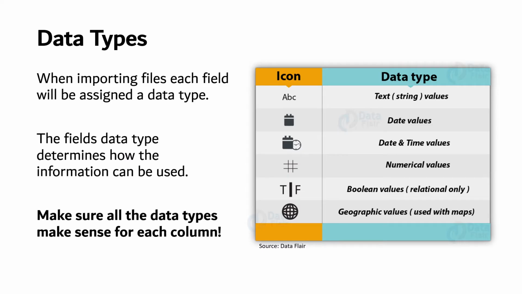So when you import files, each field is automatically assigned a data type, and it's important to be aware of this because sometimes Tableau makes mistakes, and this can lead to issues later in your analysis. There are a couple different types of data, and they're pretty standard. There's text, numeric values, Boolean, geographic values, and date values. So it's important for you to go through your data in advance and make sure that everything's correct so that you're not going to have any issues later.